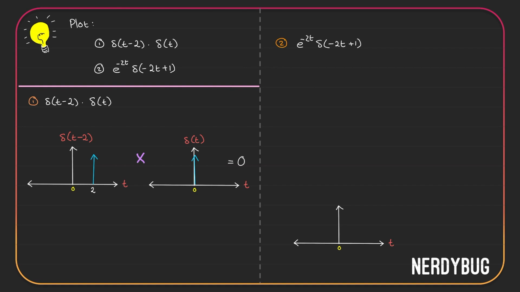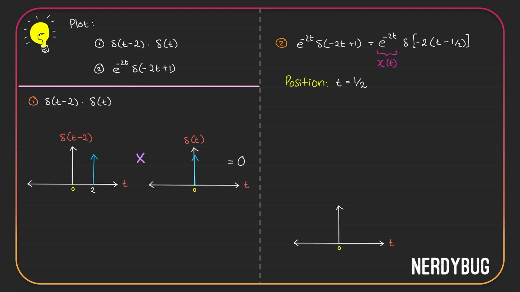Next question is e raised to minus 2t delta of minus 2t plus 1. First of all, we have to write this in the standard form. That is e raised to minus 2t delta of, take minus 2 out, minus 2 into t minus 1 by 2. Since we have t minus 1 by 2 here, we can write down the position first. We'll find the signal at t equals 1 by 2. Now we have to find out the magnitude as well. For that, first consider this e raised to minus 2t to be some x of t and ignore whatever else we have.